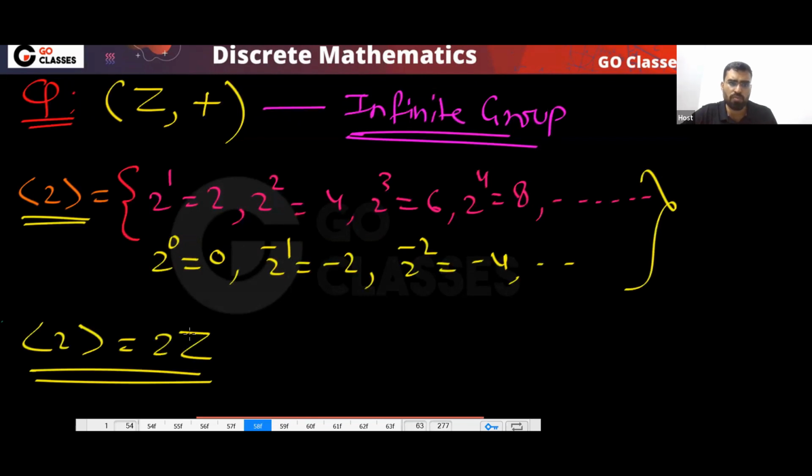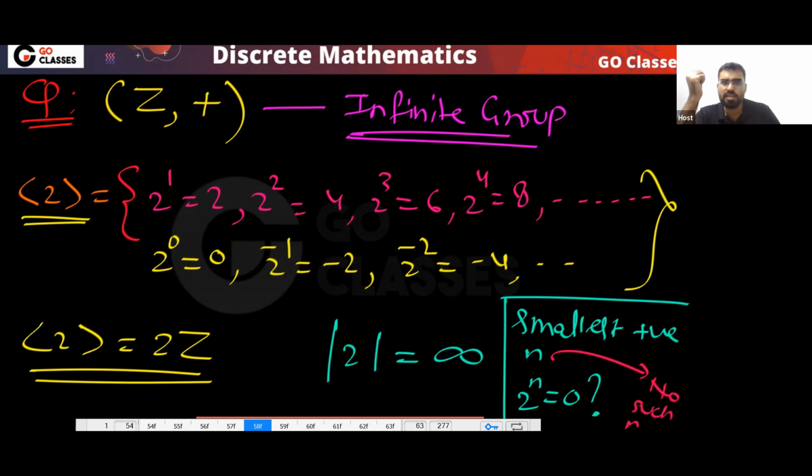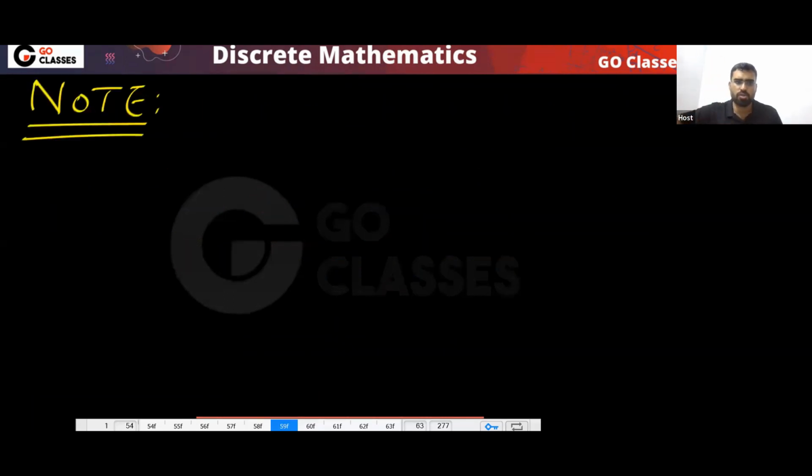So tell me, what is the order of 2? How many elements can 2 generate? The order of 2 means how many elements 2 can generate. That is infinite. What is the smallest positive n such that 2 power n is equal to 0? There is no such n. So we say that the order of 2 is infinite. This is the note.